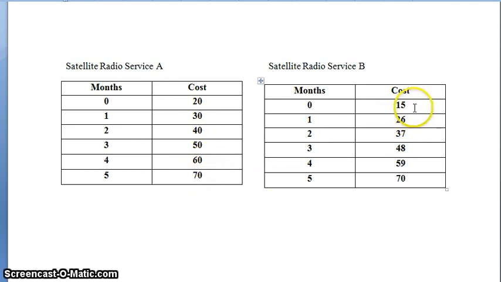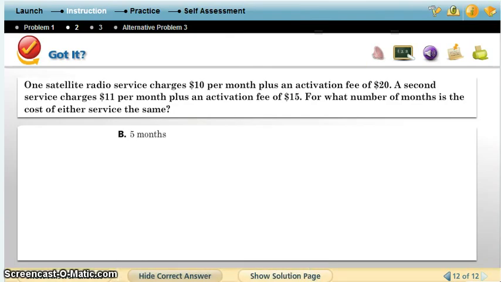This service starts out at $15 for the service fee, but then increases $11 each month. And if you notice that at the 5th month, that's when both of the services will cost you $70. So that's their point of intersection. So just another way you can do it without graphing, you can set up a table.